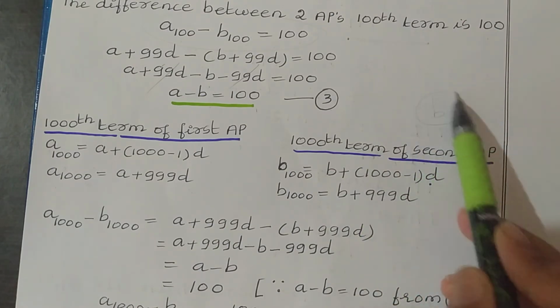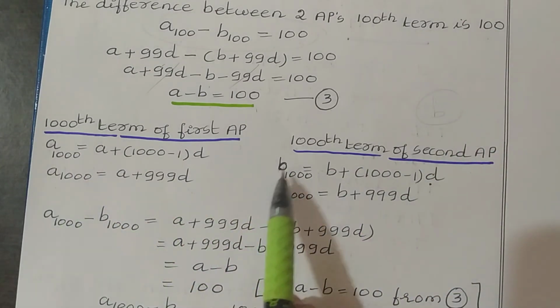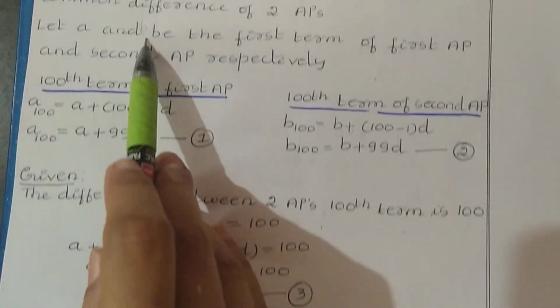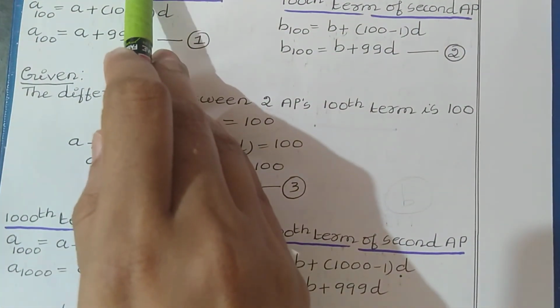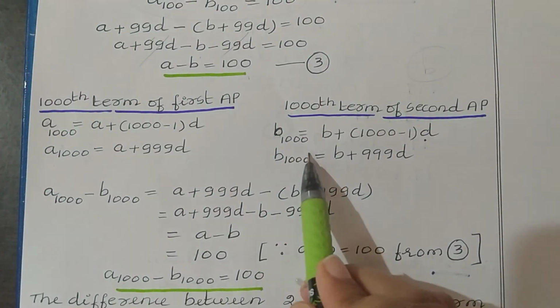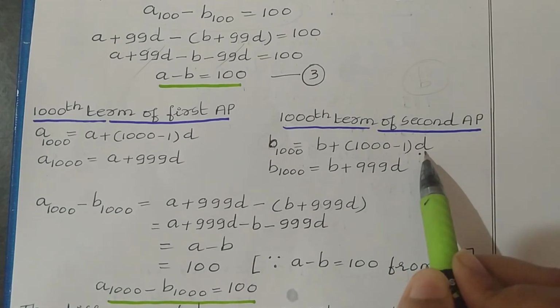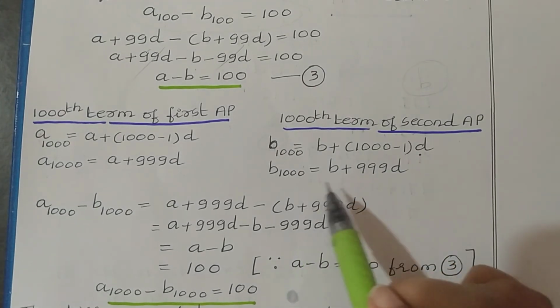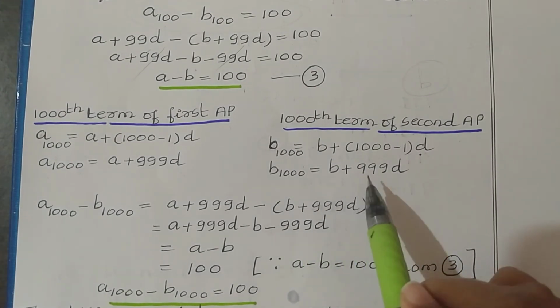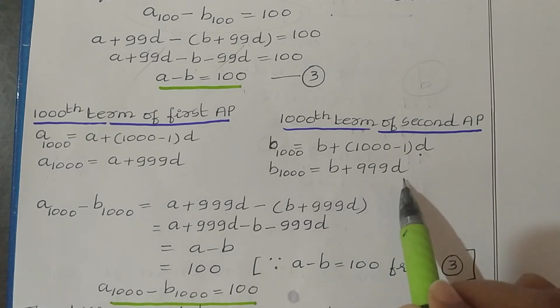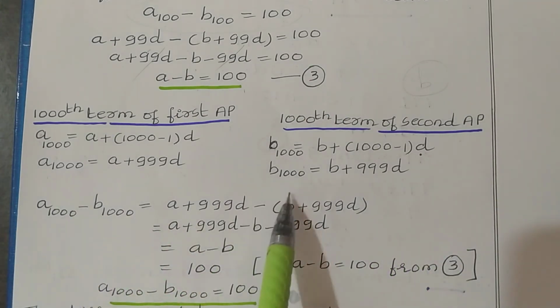Similarly, find the 1000th term of the second arithmetic progression, where we have taken the first term as b. So I am writing b here, because at the beginning we took the first term of the second arithmetic progression as b. So b1000 is equal to b plus 1000 minus 1 into d. So b1000 is equal to b plus 999d.